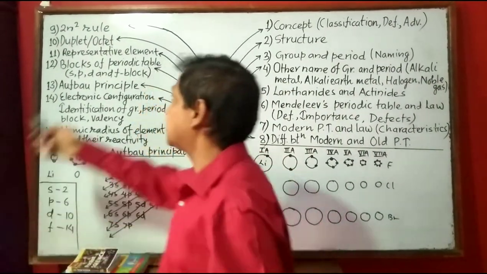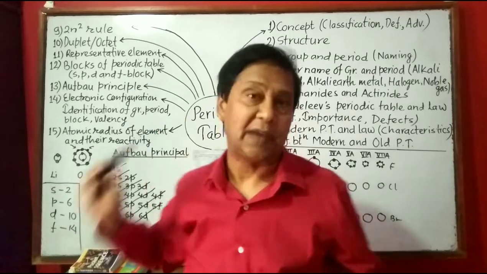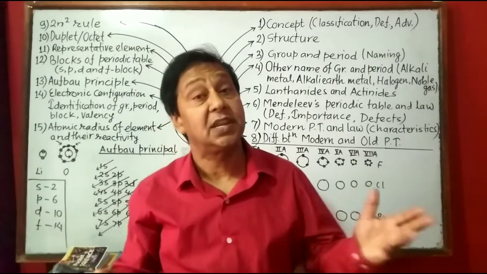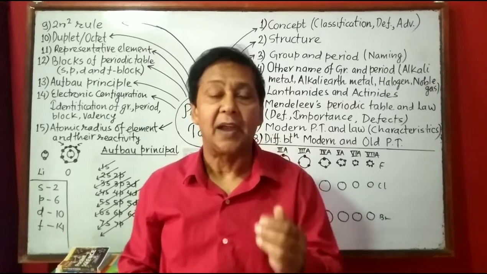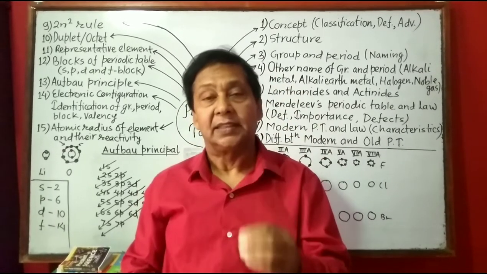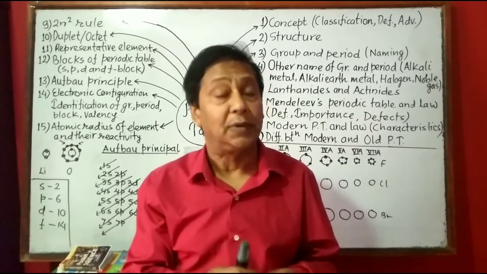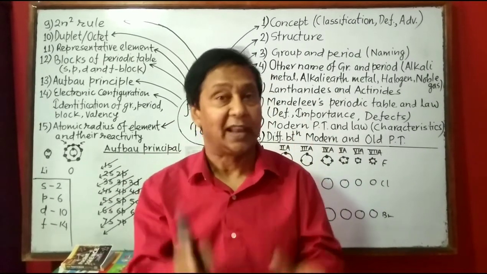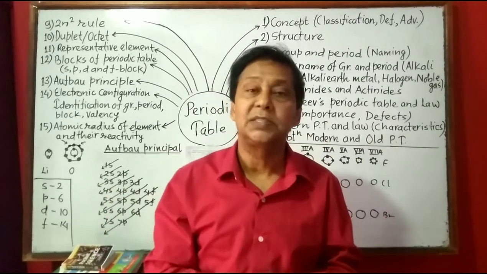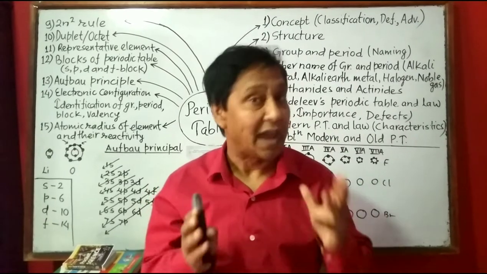Now let's talk about representative elements. What is it? Representative element means the elements of group 1A, 2A, 3A, 4A, 5A, 6A and 7A. They have an incomplete number of electrons in the outermost cell. Their outermost cell is not satisfied with the electrons, and these elements are called representative elements.